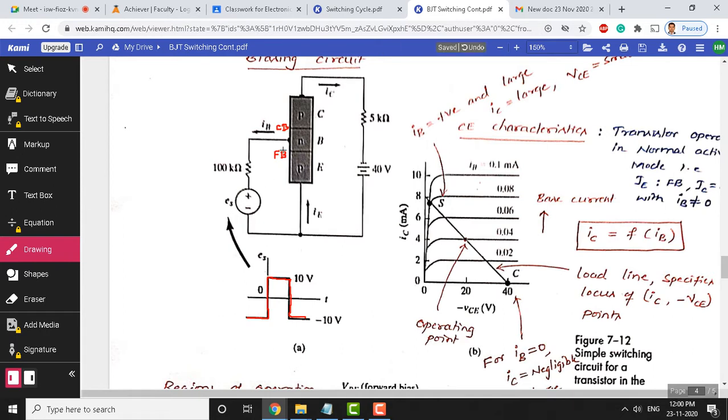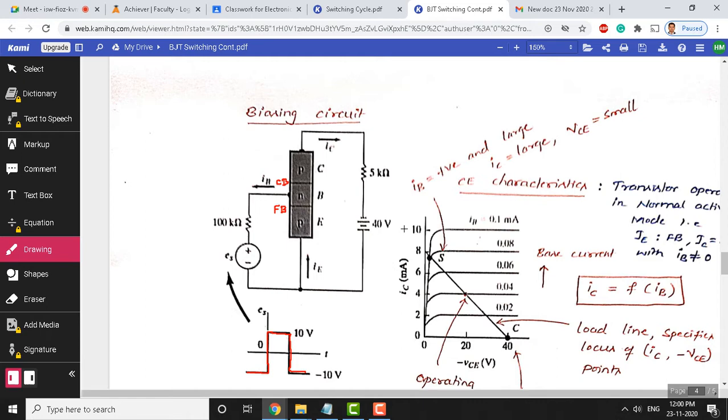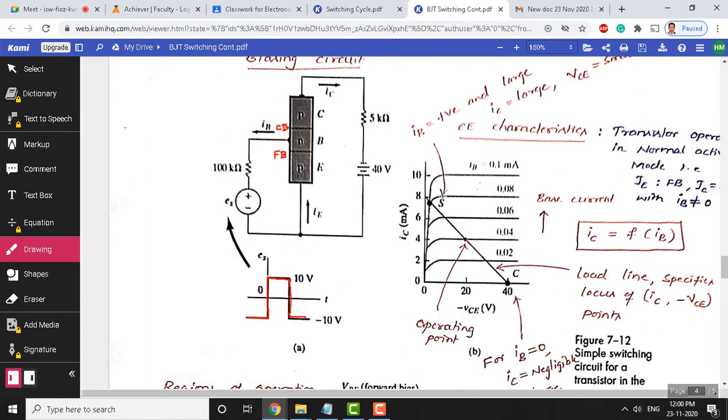So, we can bias this emitter base junction under different biasing conditions. Low voltage here corresponds to cutoff region and high voltage corresponds to saturation region. So, to observe how the circuit performs for cutoff region and saturation region, we applied a pulse waveform of this sort. Last class we have seen the characteristics plotted for this circuit, which is shown here.